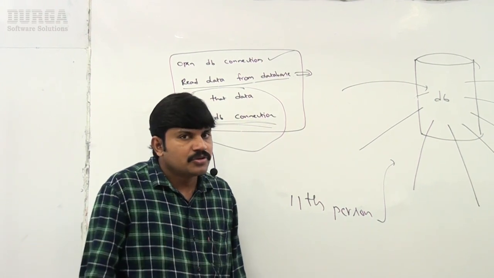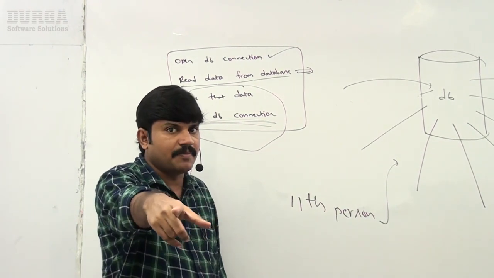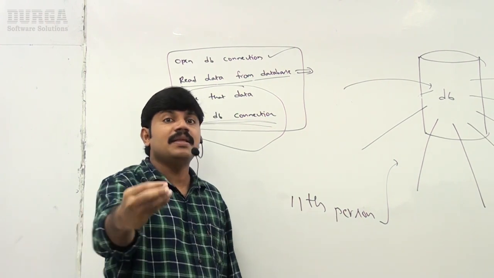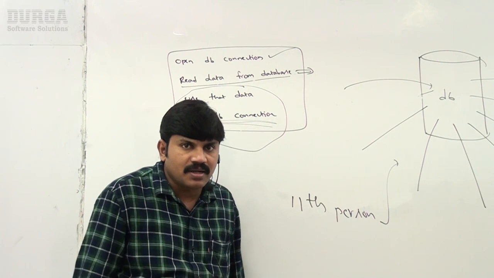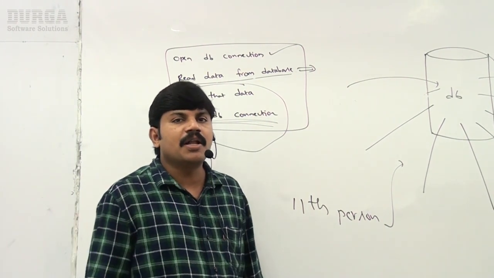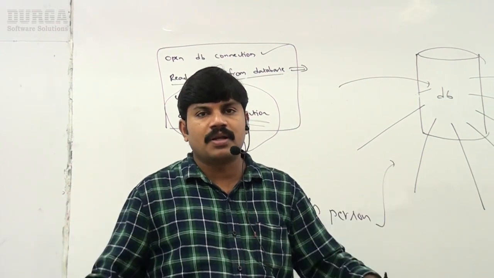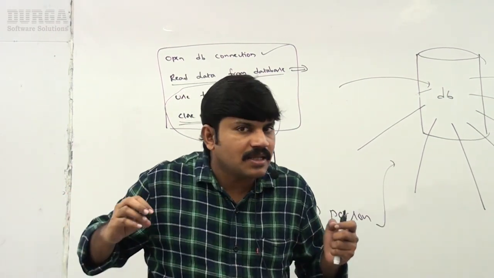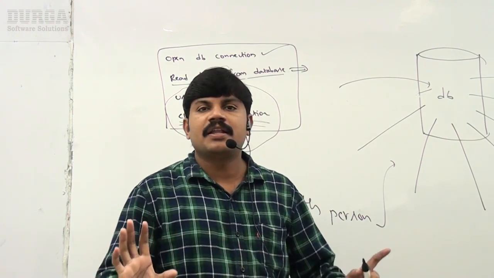Remember this one, sir: our resources should not be blocked. We should not miss anything. Such graceful termination I want. That is the main objective of exception handling. So what is the main objective of exception handling, sir? Graceful termination of the program. We should not block our resources. We should not miss anything in our program.